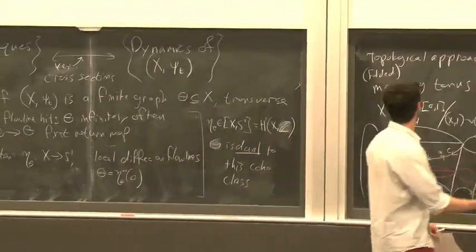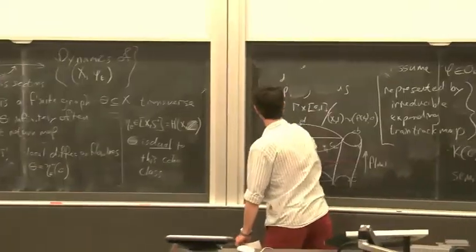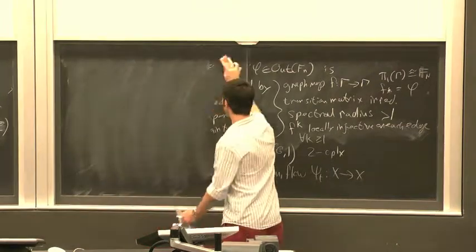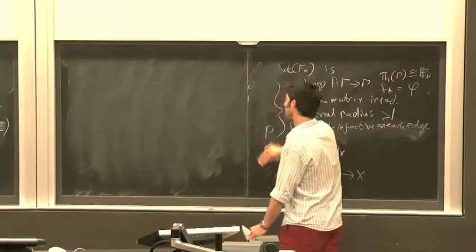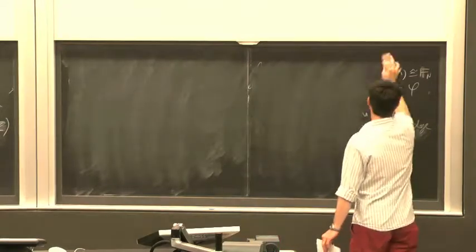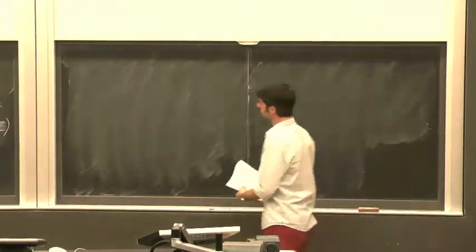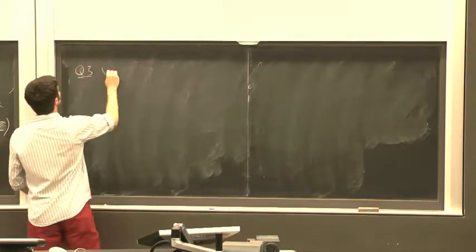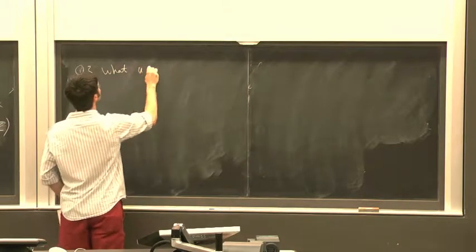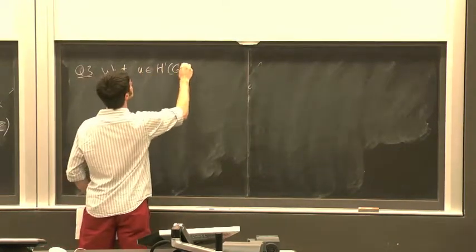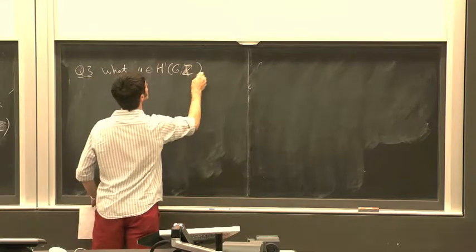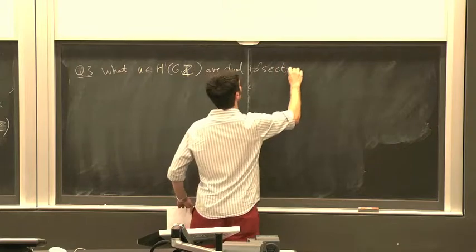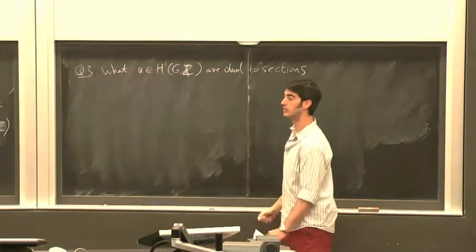Okay, good point. So a natural question to ask would be, what are all the cross sections? You know, I just drew one. Is that the only one? Are there more? I don't know. Okay, so that's the next question. And question 3: what cohomology classes are dual to sections?